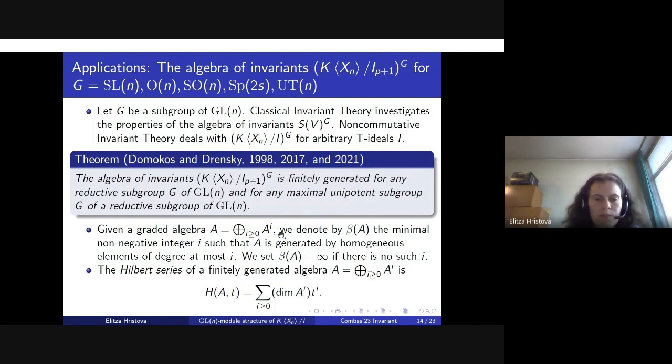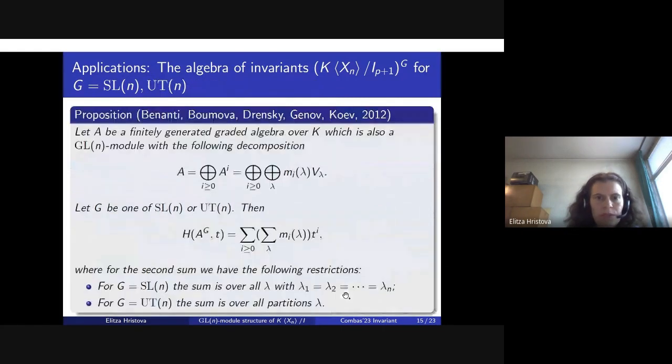And by beta, we'll denote the maximal degree of a homogeneous generator in a minimal generating set. And since we're going to use Hilbert series, our method for finding degree bounds will be by computing the corresponding Hilbert series of algebras of invariants. Here I have also recalled the notion of Hilbert series for any finitely generated graded algebra. It is given by this formal power series here.